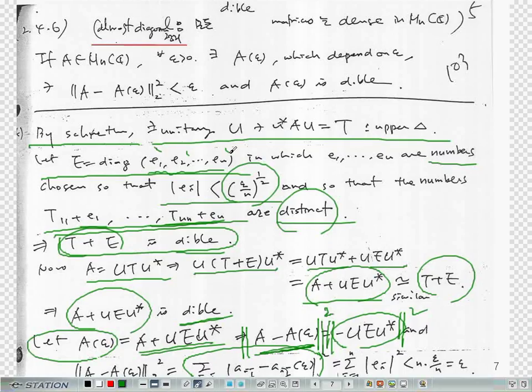But we added these numbers, which are less than this. So the summation of that cannot be more than epsilon over n. We have n of them. So even all together, that does not exceed epsilon. So we have developed A epsilon as A plus U E U star. Like this.